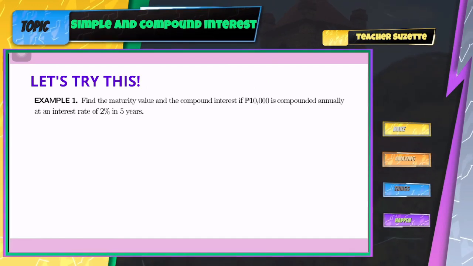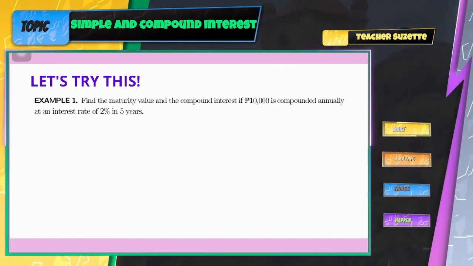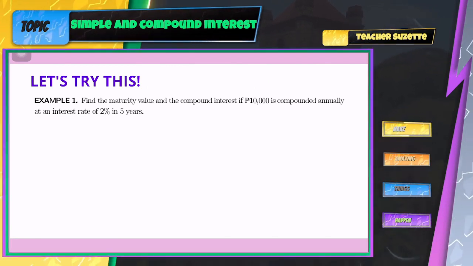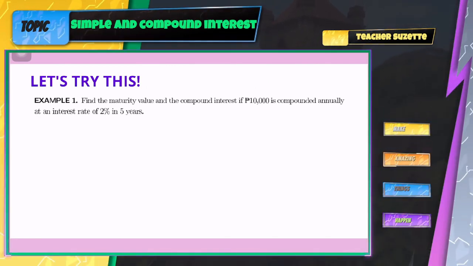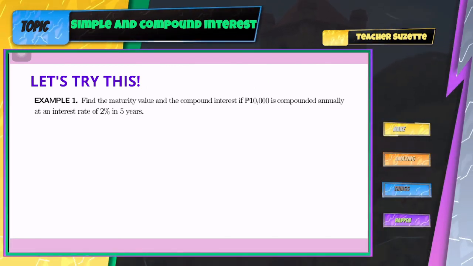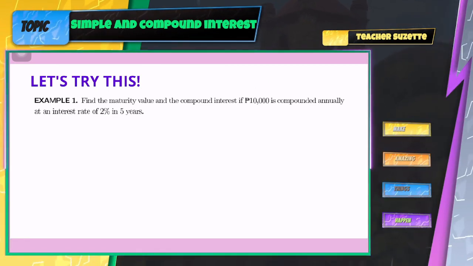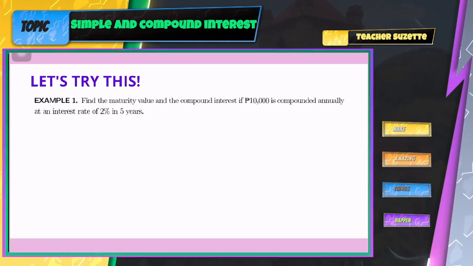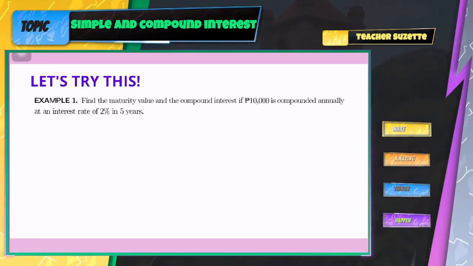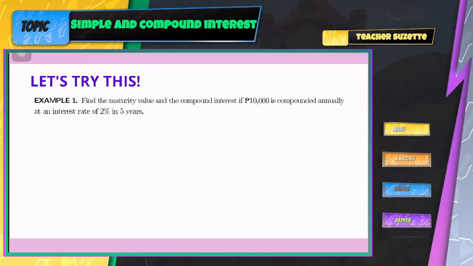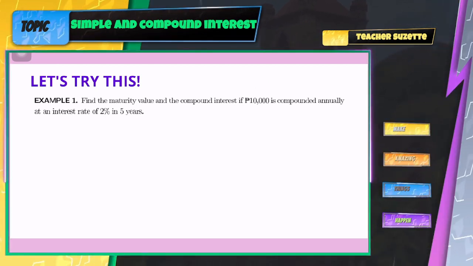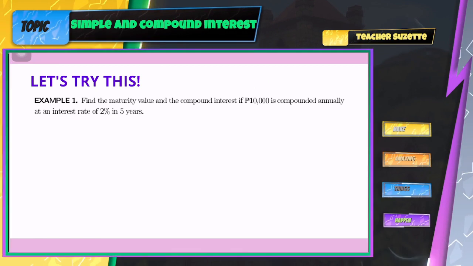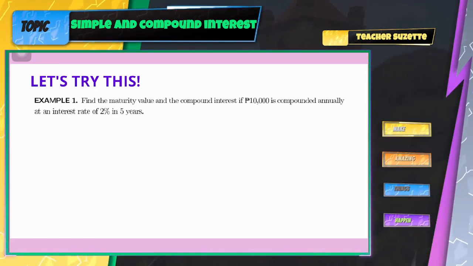So this time, let's apply these formulas in solving different worded problems. Let's have example number 1. Find the maturity value and compound interest if 10,000 is compounded annually at an interest rate of 2% in 5 years. The first thing we have to do is list down our given, then identify what we are looking for. Then from there, we can proceed with our solution.